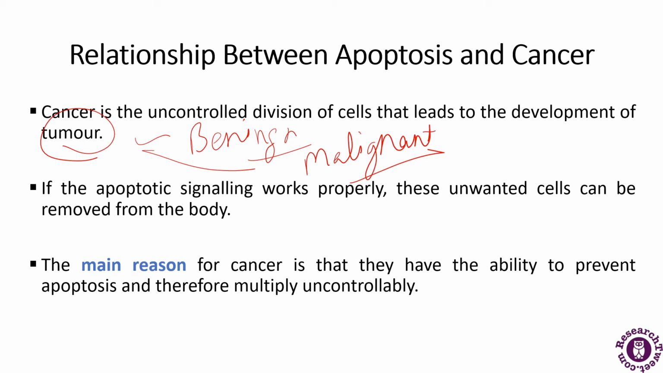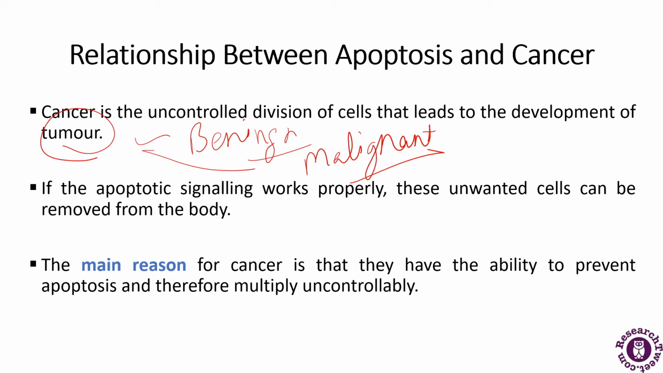The main reason for the cancer is that the cells have the ability to prevent apoptosis and therefore multiply uncontrollably. So if apoptosis fails to work, cancer will happen. This is the main reason of cancer, that it will have the ability to prevent apoptosis and therefore it will multiply uncontrollably. Apoptosis is an ordered cellular process that occurs in physiological and pathological conditions.